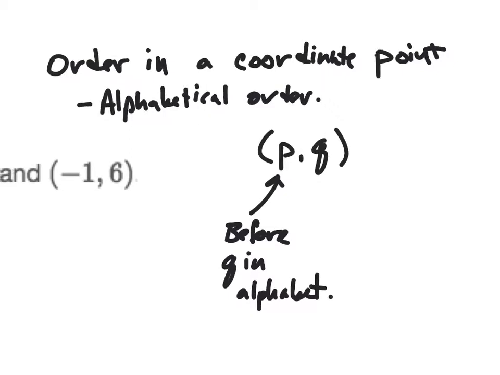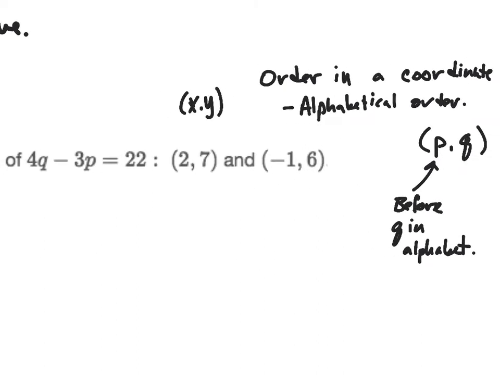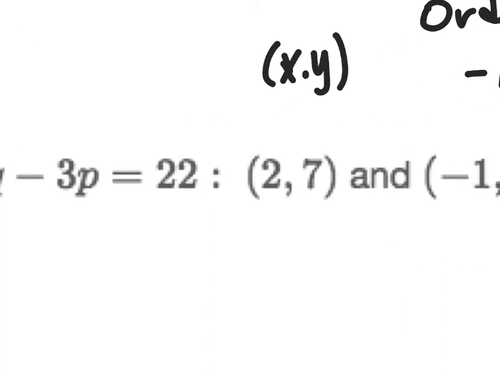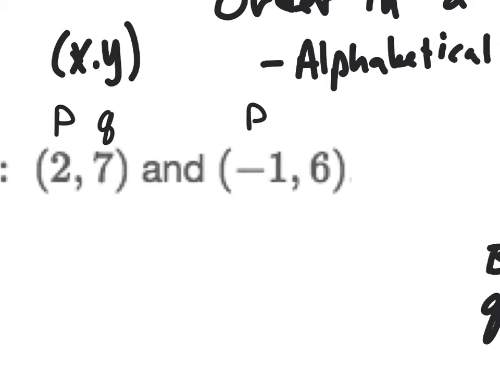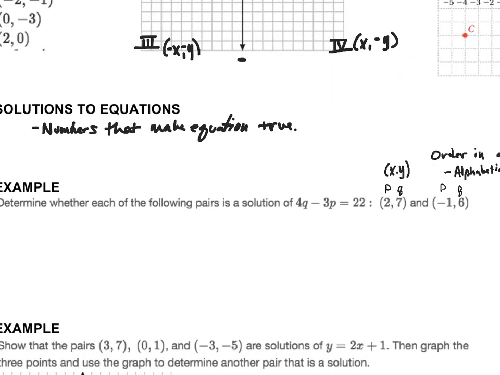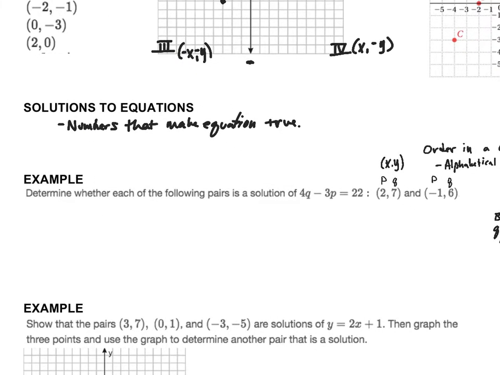So what I noticed here is that given this equation, if we've got, say, Q and P as our variables, and we're trying to determine whether or not these points are solutions to this equation, what I want to do is identify that this is the point P, and this is the point Q. So I want to determine if the following pairs of numbers are solutions to this equation. I'm going to check whether 2, 7 is a solution here, and I'm just going to plug those numbers in.